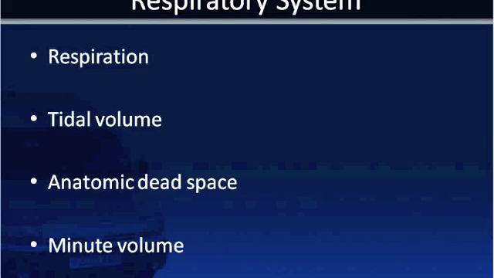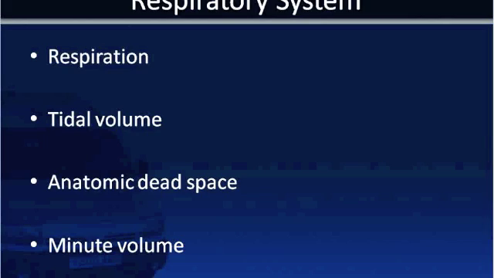Normal respiratory rates depend on age. Tidal volume is the amount of air moved into and out of the lungs during a normal breath. You can indirectly assess tidal volume by watching the chest rise and fall. The tidal volume of a healthy adult at rest is about 500 milliliters. Of the 500 milliliters, only about 350 milliliters reach the alveoli for gas exchange with the red blood cells.